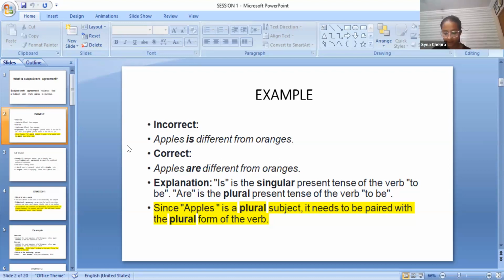Like in the next example, neither the teachers nor the students were present in the classroom. So teachers and students are plural. That's why we use "were", that is the plural verb. In the same way, I thought in this example also, Crystal or Julia, that is singular. That's why we used "wants", which is a singular verb. So it should go hand in hand.